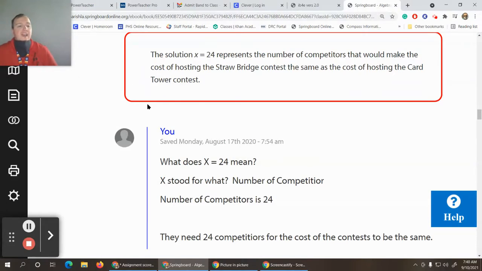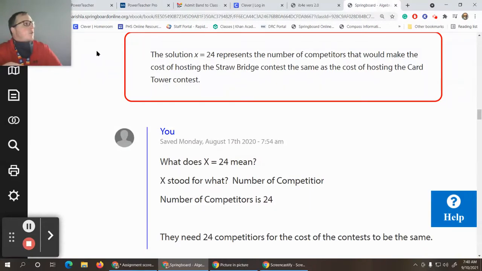Okay. So to type all that information there, we will say they need 24 competitors for the cost of the contest to be the same. All right, so there you see SpringBoard's answers. Especially if you got the answers off online somewhere, you see the textbook answer, but that's not what we want. The textbook answer doesn't help you. You have to explain what x equals 24 means. What does the x stand for? The number of competitors. What is the number of competitors? It's 24. Since you have all that information, you can put it together and say they need 24 competitors for the cost of the contest to be the same.